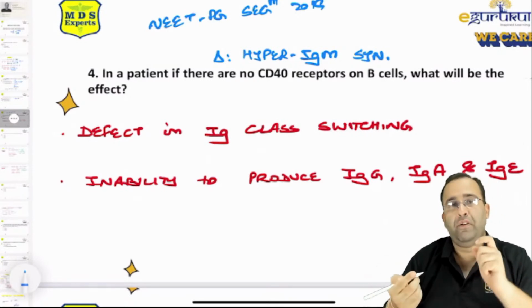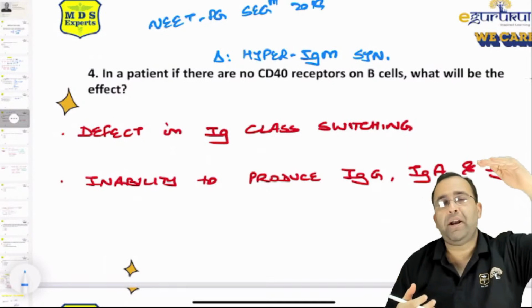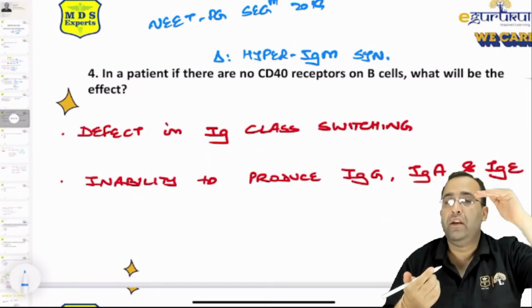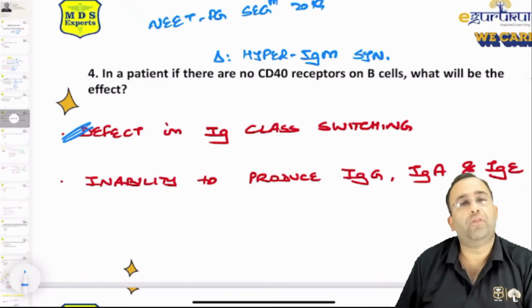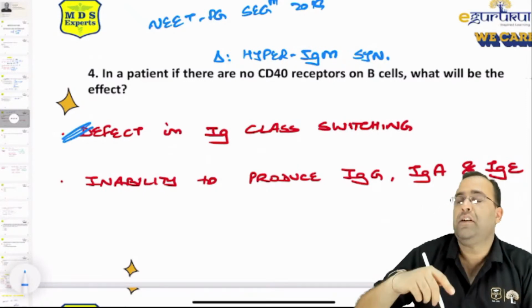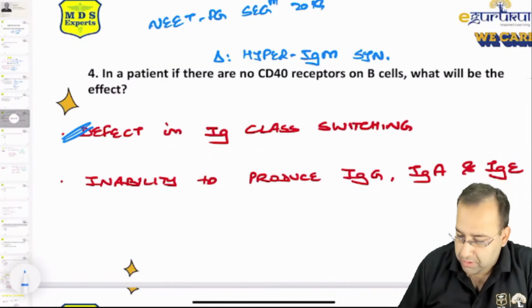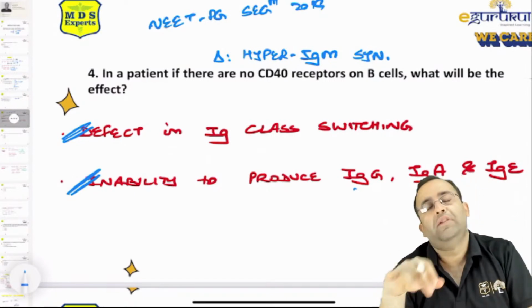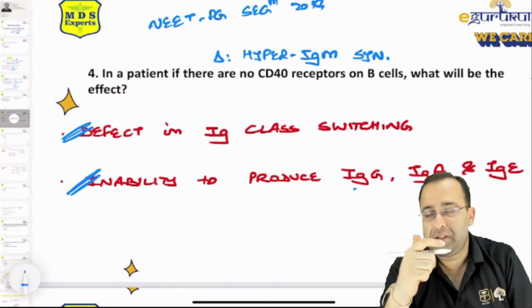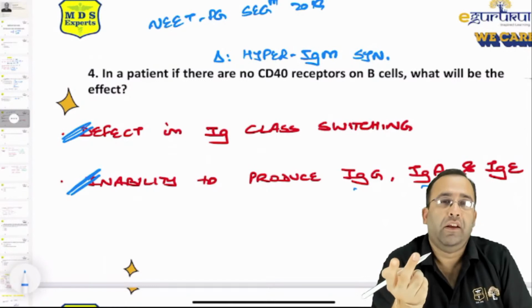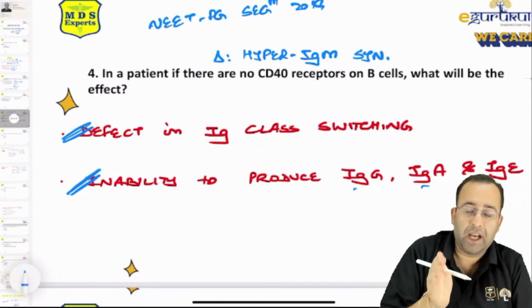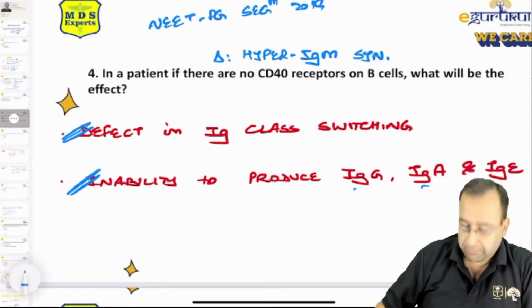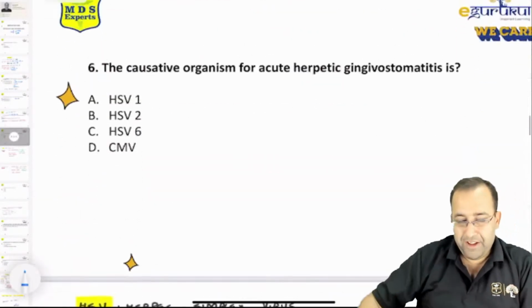Hyper IgM syndrome, the name tells you IgM antibody बहुत ज़्यादा बढ़ी हुई है. IgM antibody is massively increased. Why? Because there is a defect in immunoglobulin class switching, as a result of which there is inability to produce IgG, IgA and IgE. This was the answer to be marked in this question. Inability to produce IgG, IgA and IgE, which is a feature of hyper IgM syndrome associated with absence of CD40 on B cells. Next question.